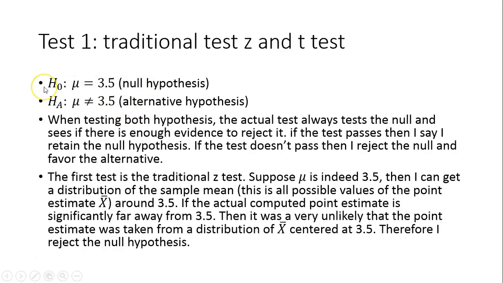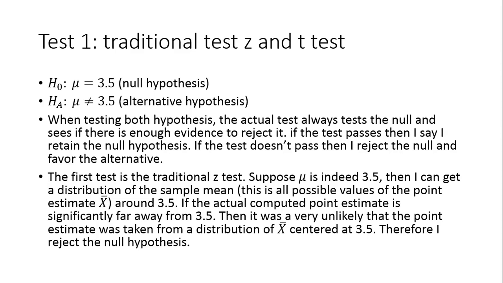So here's the traditional Z test. Sometimes this is also called the T test. Sometimes people use the Z test or the T test. I'll show you the difference and why there is this difference next week when we do it. But how is this basically tested? Again, there's the null hypothesis and the alternative hypothesis. When testing both hypotheses, the actual test always tests the null and sees if there is enough evidence to reject it. If the test passes, then I say I retain the null hypothesis. If the test doesn't pass, then I reject the null and favor the alternative.